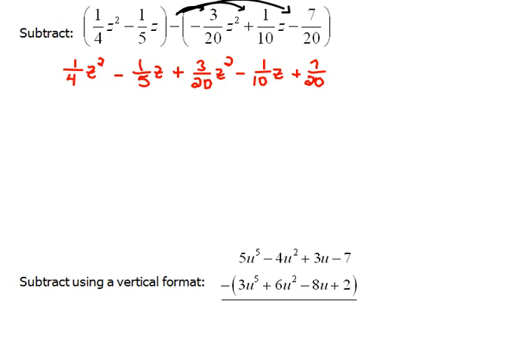So when I rewrite the problem, we have our 1/4 z squared minus 1/5 z, then minus a negative would make a positive 3/20 z squared, minus a positive would make minus 1/10 z, and minus a negative would make positive 7/20. Now we can begin combining like terms. So as far as our like terms go, we have a z squared and a z squared.